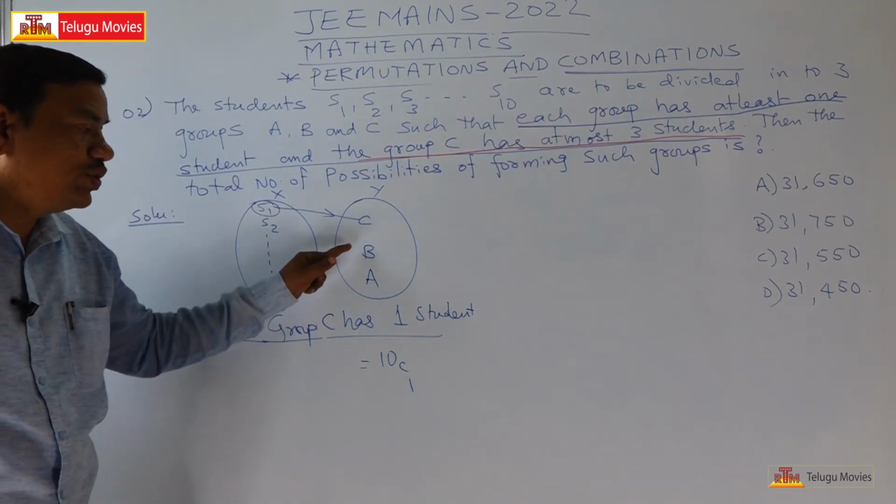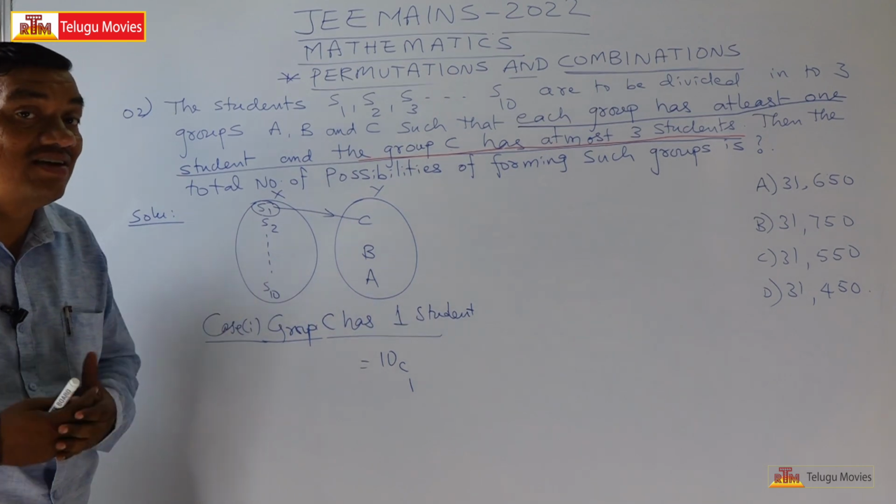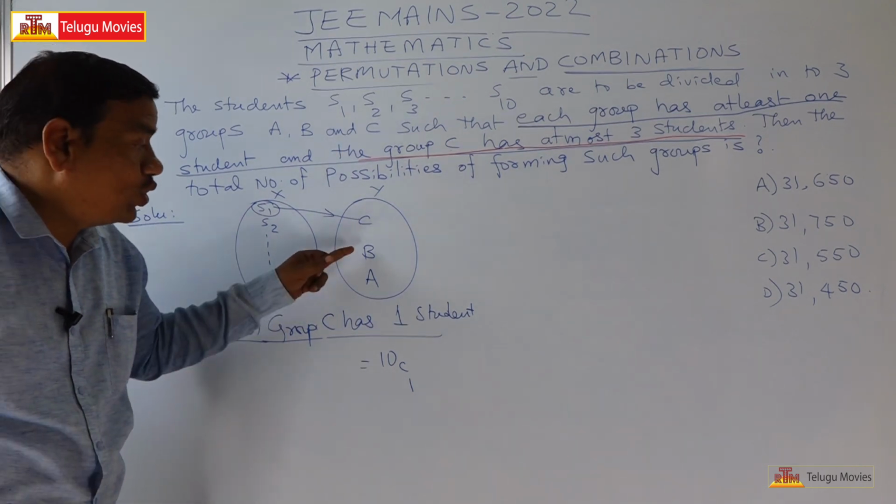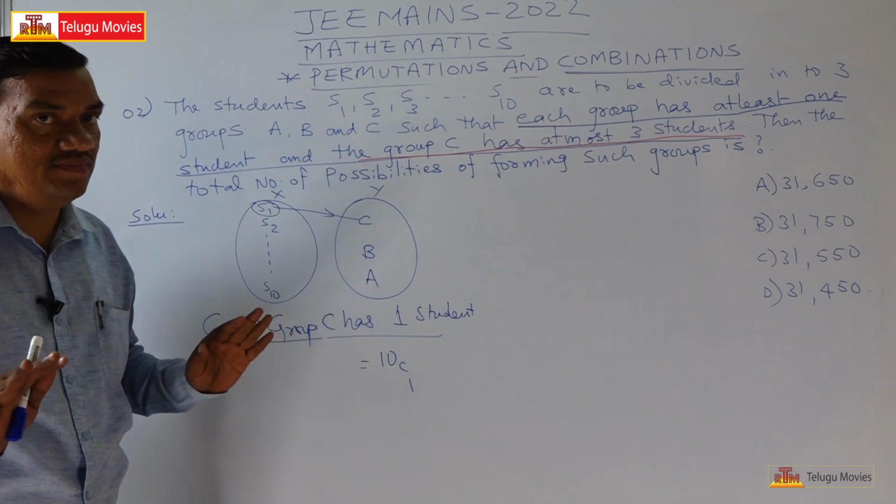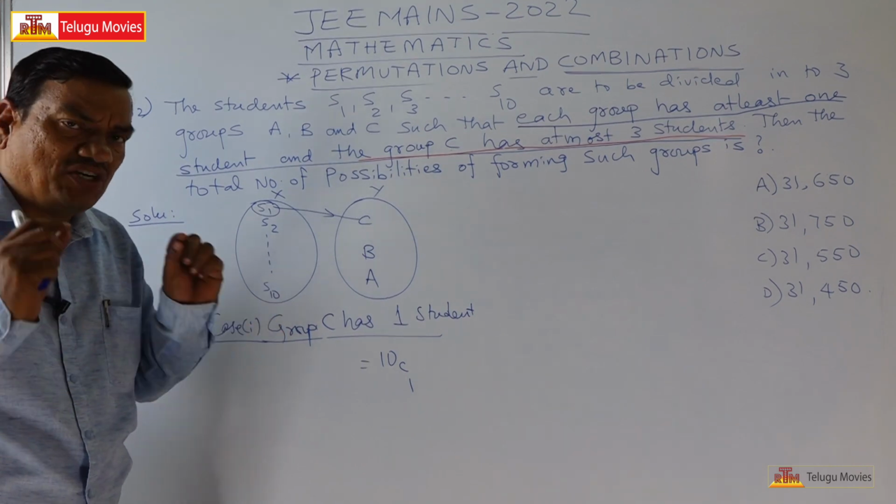That means each group has at least 1 student. Is it not the onto function? That means no group will be free. No group will be free. So, at least 1 student.